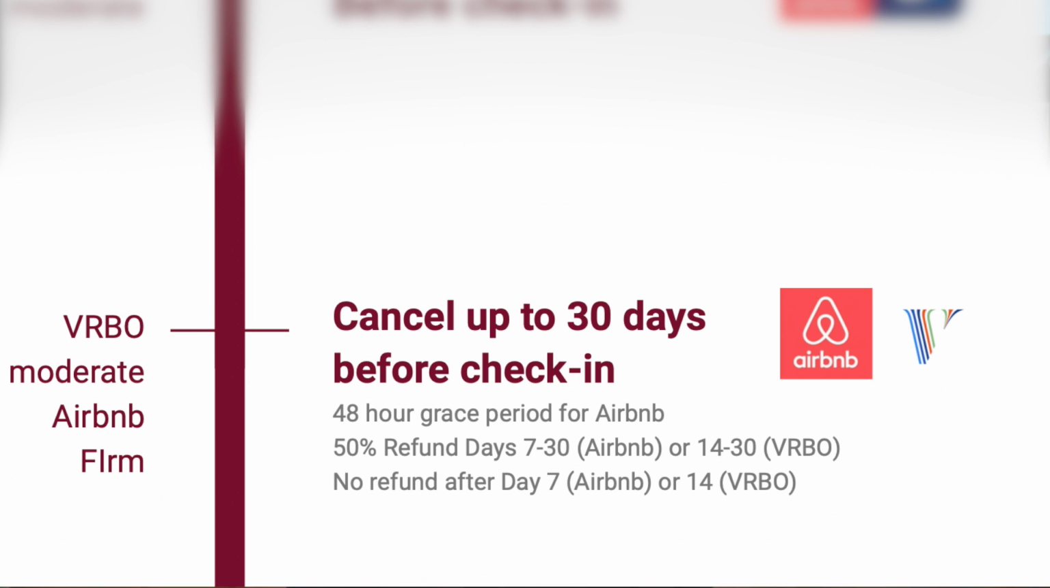After this is the moderate option on VRBO. It is very similar to Firm on Airbnb, where guests can get a full refund for up to 30 days before check-in. And in the Airbnb version, if the booking was made less than 30 days prior to check-in, then there is a grace period of 48 hours after making the booking. Between 7 to 30 days for Airbnb and 14 to 30 days for VRBO, 50% refund is available, and then within 7 days, there's no refund for Airbnb, and within 14 days, there's no refund on VRBO. So moderate on VRBO is just a little bit stricter than Firm on Airbnb, and I know this gets really confusing. It's a lot of words, so stick with me.